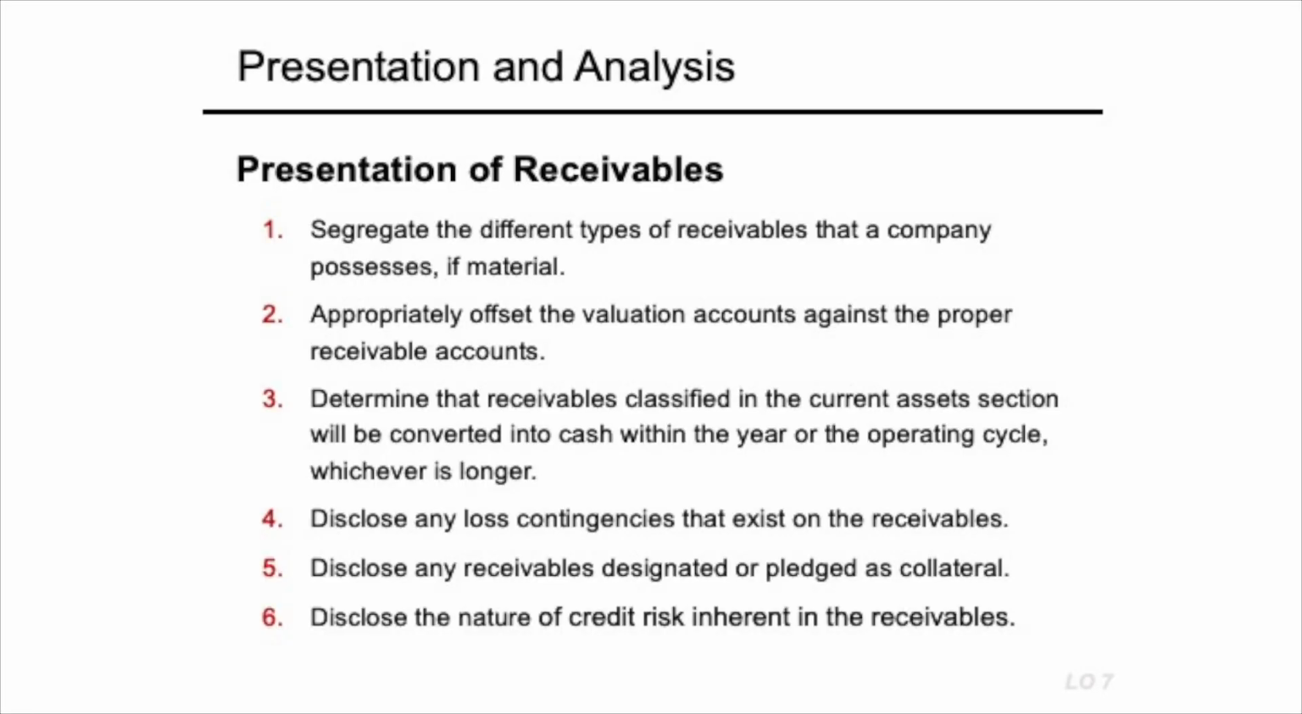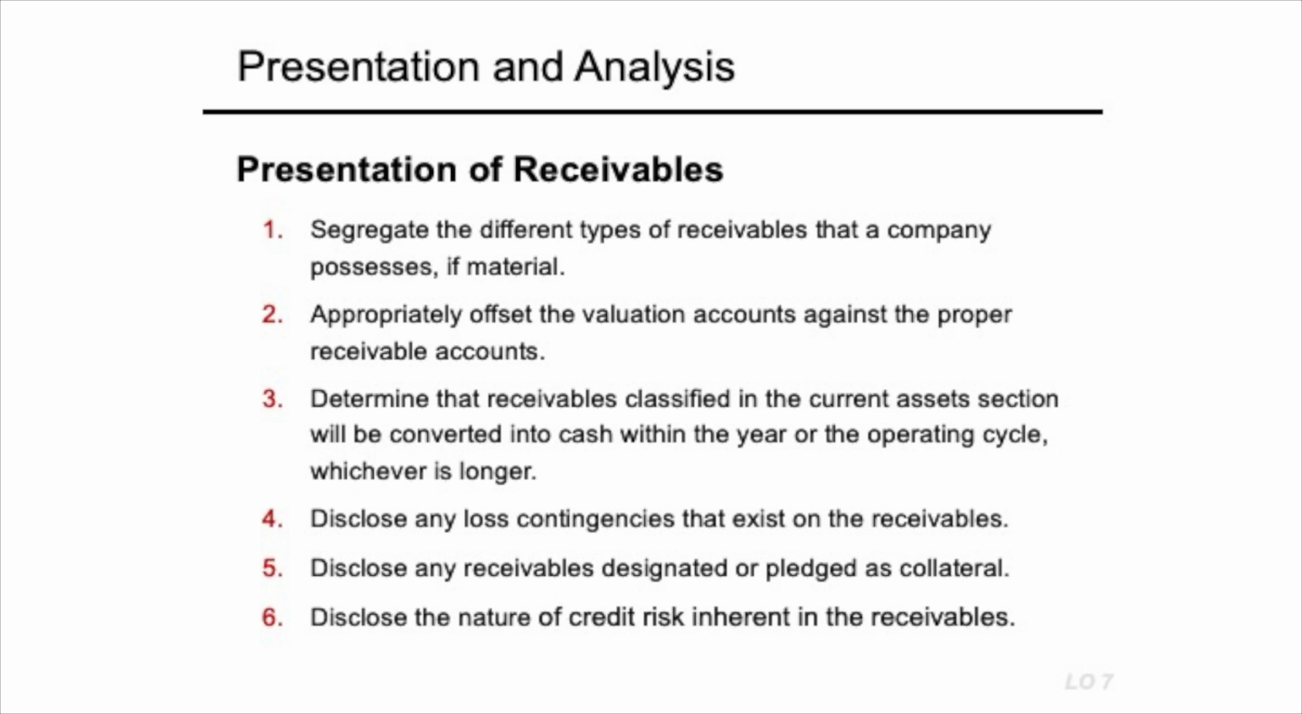It's short term again. So, in terms of some last presentation and analysis of receivables. First, the presentation of receivables. We need to segregate the different types of receivables that a company has. So trade and non-trade receivables, that we talked about in an earlier lecture video, have to get separated in the financial statements. We need to offset receivables with their valuation allowances so that on the balance sheet, we report accounts receivable net of the allowance. That's the amount that gets reported on the balance sheet, offset in one line item.